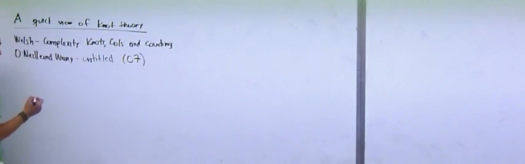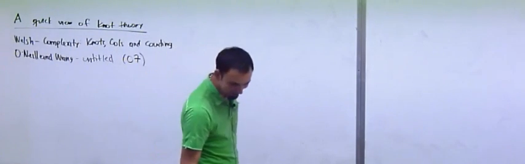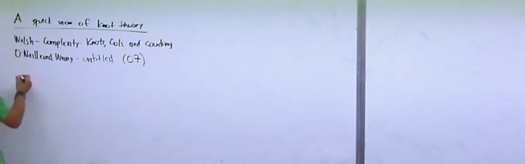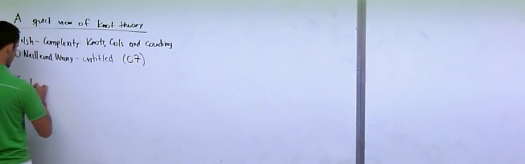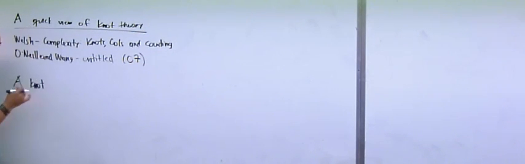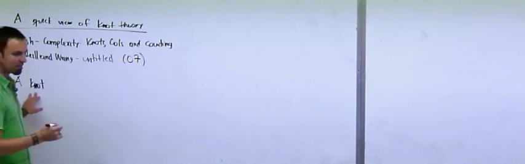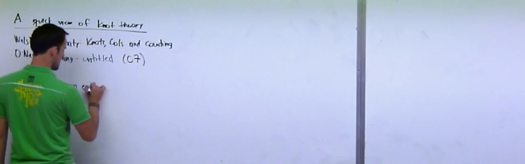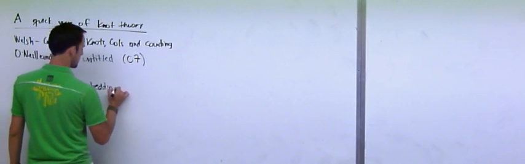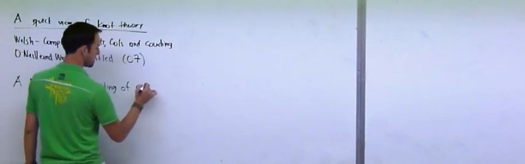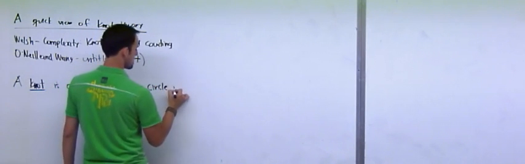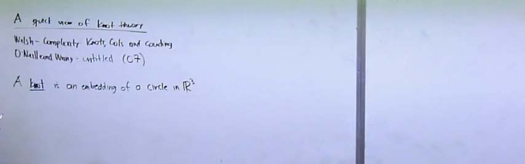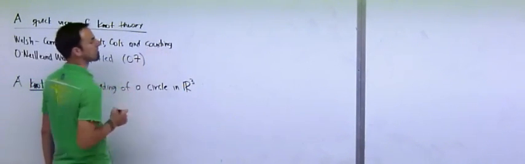Okay, so what's a knot? Well, you guys know what a knot is, and what you think is a knot really is a knot. So I don't want you to be scared by this definition. A knot is an embedding of a circle in R3.